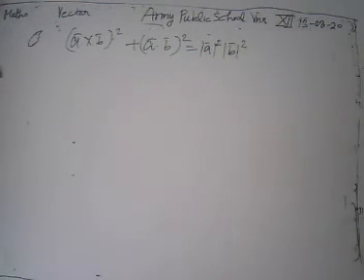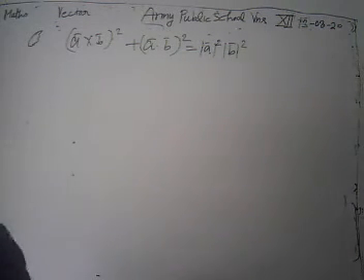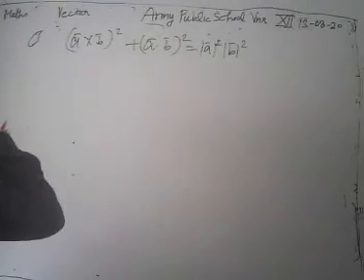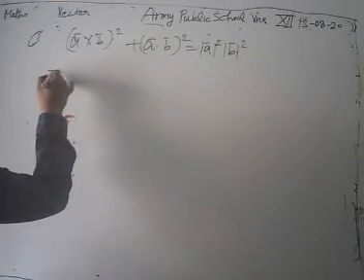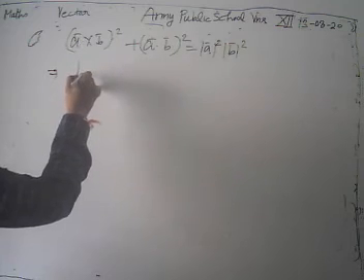Now we are going to prove this relationship. How can I prove that? First of all, what is the meaning of vector A cross B whole square? It's equal to its modulus value.